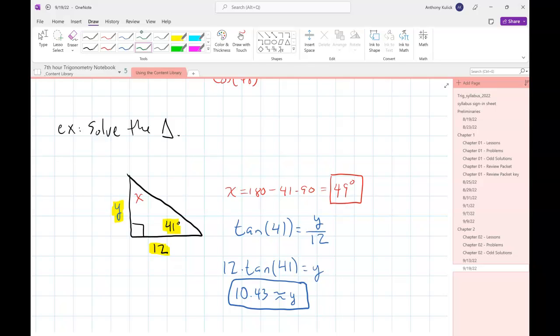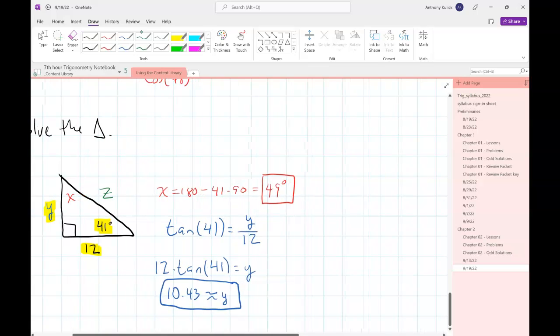Okay. Well, the last piece then to find is that hypotenuse. I'm going to call that z. What do you want to do to find z? Okay, so relative to the 41-degree angle, Matt's saying that we can do opposite over hypotenuse. That'd be fine, but that's not the most accurate way we could find that.